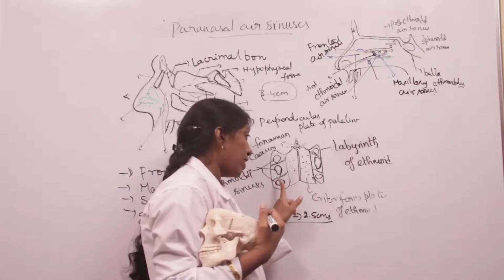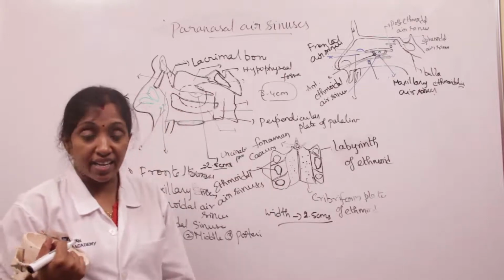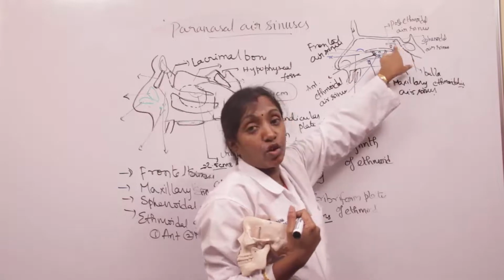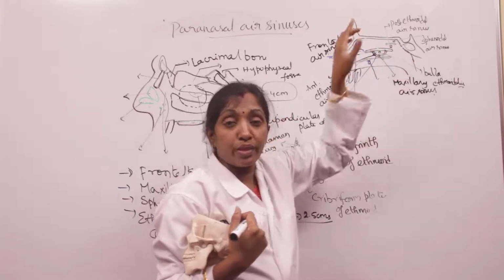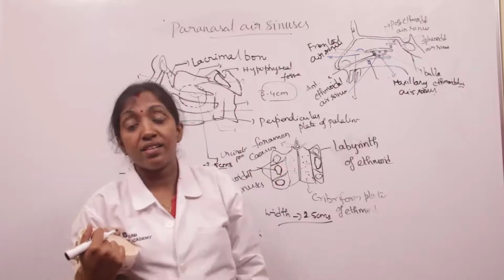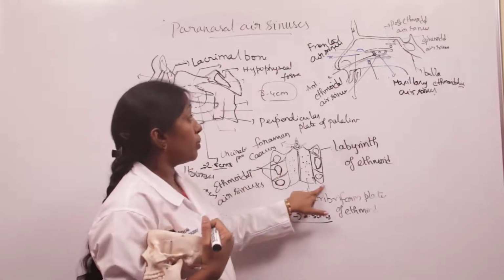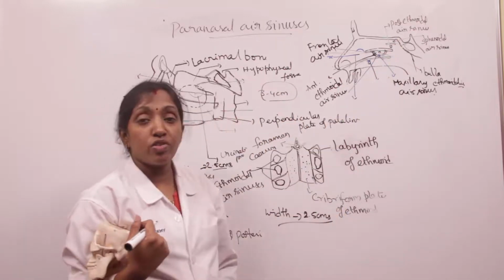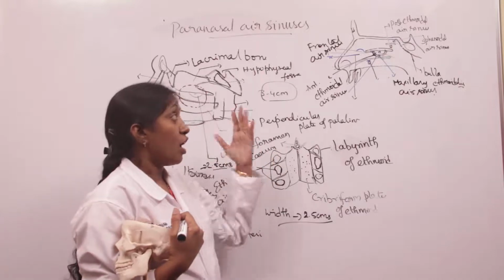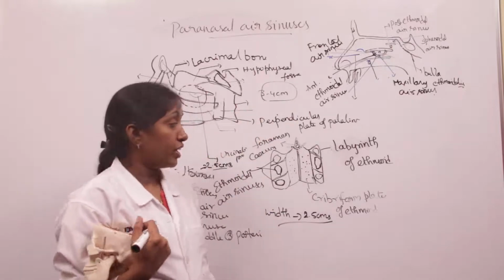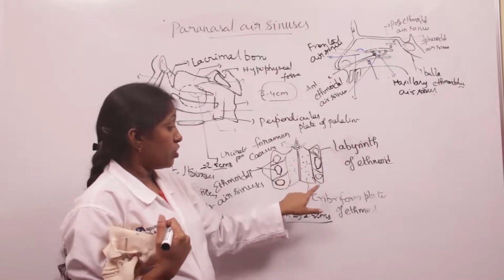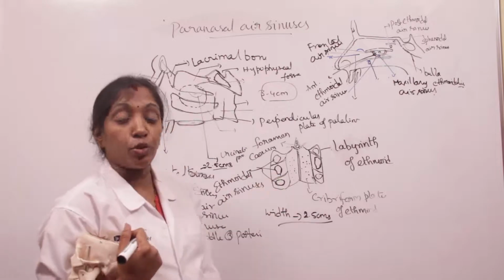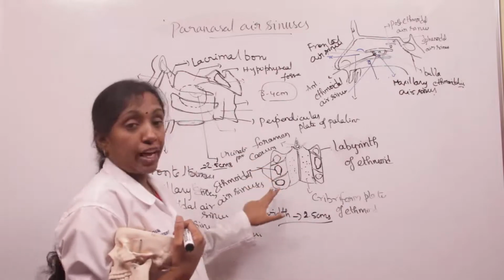Coming to the posterior ethmoidal air sinuses, they open into the superior meatus of the nose. These meatuses are nothing but the passages beneath the concha. The posterior ethmoidal air sinus is supplied by the posterior ethmoidal nerves and vessels, and also by the orbital branches of the pterygopalatine ganglion. The lymphatic drainage is to the retropharyngeal group of lymph nodes. So that's about the three ethmoidal air sinuses.